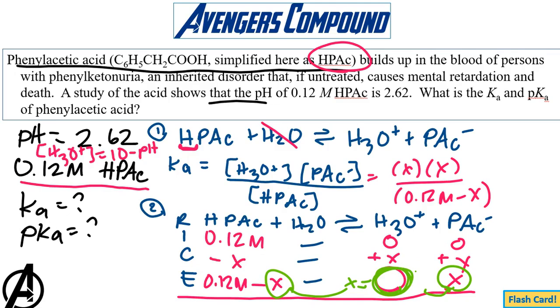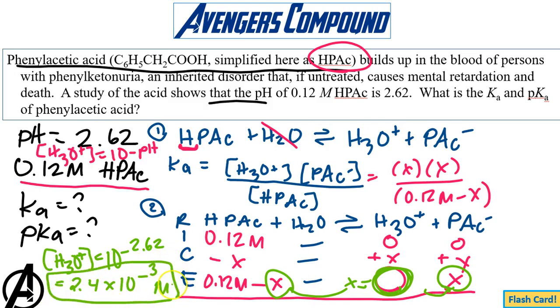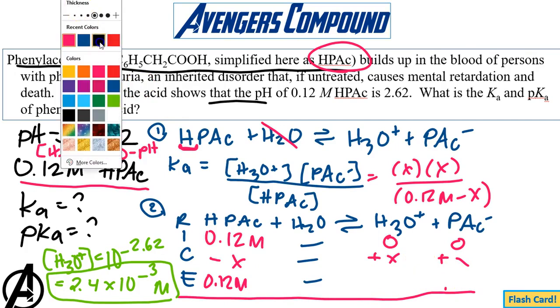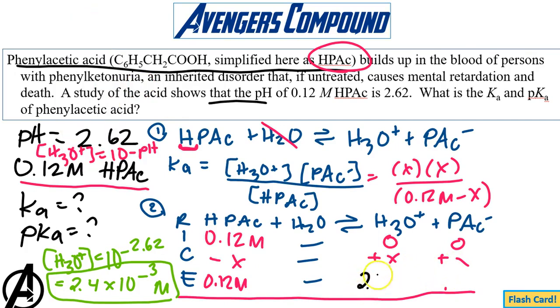So how do we get our H3O plus concentration? We're going to take our H3O plus is equal to 10 raised to the power of the pH given, negative 2.62. And so our H3O plus concentration is going to be 2.4 times 10 to the negative 3 molar. That is our H3O plus concentration at equilibrium. And so that means I have to substitute that value as our X value. That is my X value at equilibrium. That means I can now use it as X. So this is going to be 2.4 times 10 to the negative 3 molar, and this is going to be 2.4 times 10 to the negative 3 molar.